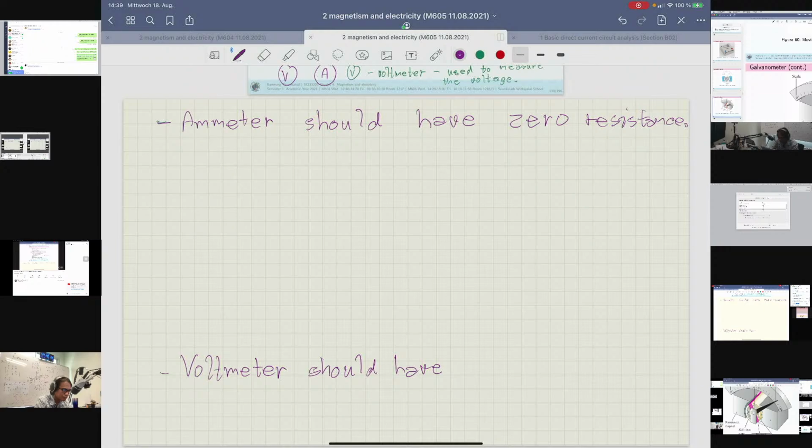So what is the reason behind that? If you take a look at any branch of a circuit, let's say the resistor of interest is Rm, and you would like to know what the current in this branch is, let's say it's I. You would like to measure the current passing through this resistor, and how could we do that?